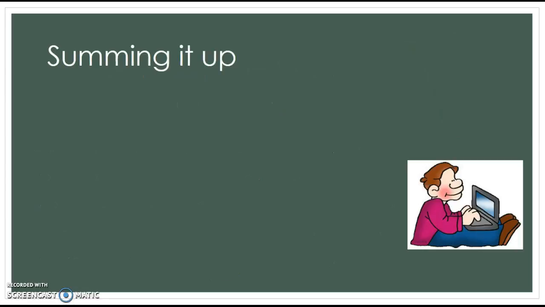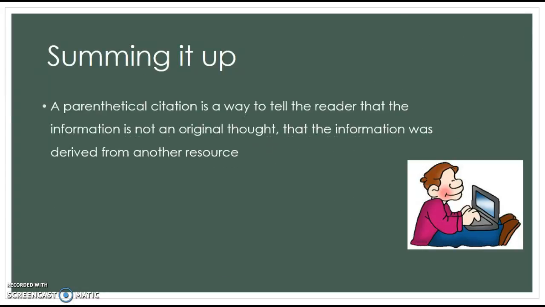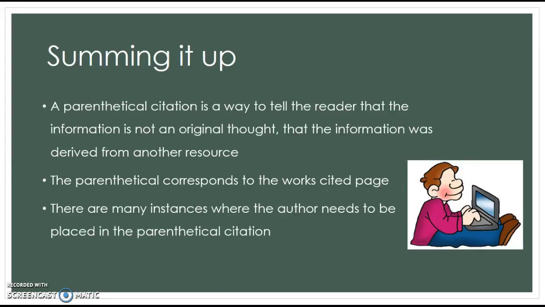So, to sum up this video, a parenthetical citation is a way to tell the reader that the information is not an original thought and that it was derived from another resource. The parenthetical citation needs to correspond to the works cited page. This is especially important as far as the author's name or the article name. There are many instances where the author needs to be placed in the parenthetical citation. These 9 examples are not all of them. I'm sure there are a few more hidden out there in the writing world.